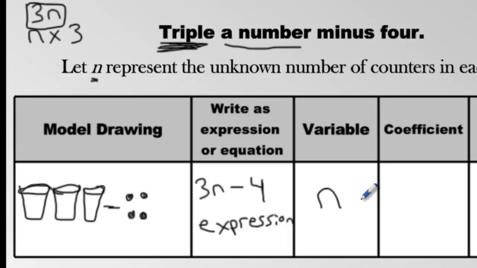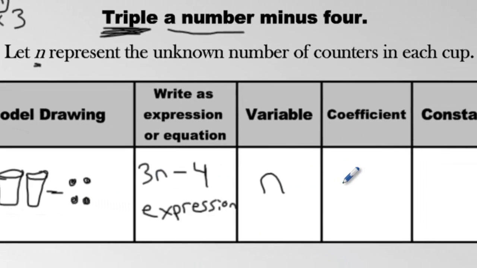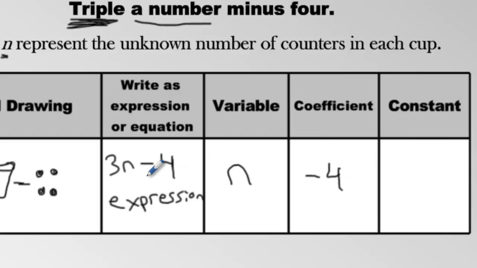And the variable's an n. The coefficient is a minus 4? No, the coefficient isn't minus 4. Coefficient is what again? Right, it's that number that multiplies the variable. It is a 3. The constant is going to be right here, the minus 4.